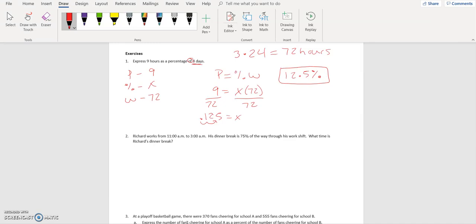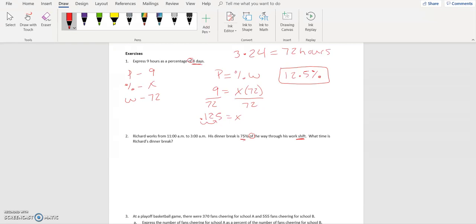Number 2. Richard works from 11 a.m. to 3 a.m. His break is 75% of the way through his work shift. So 75% of his shift. What is Richard's dinner break?